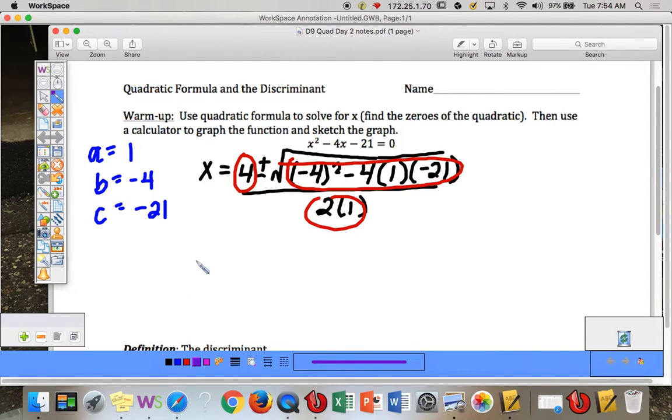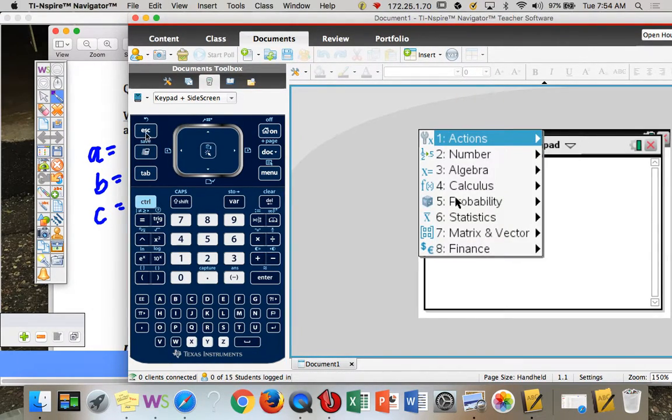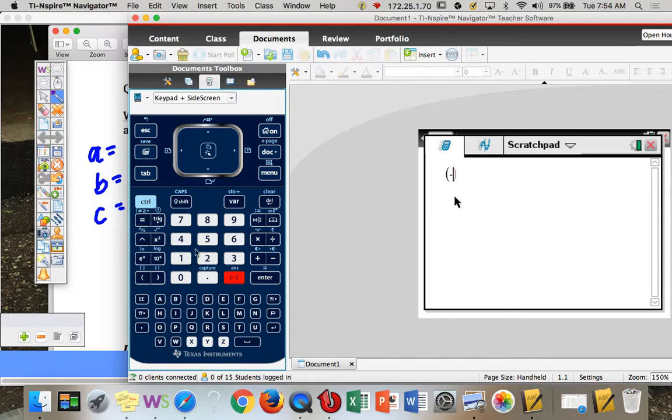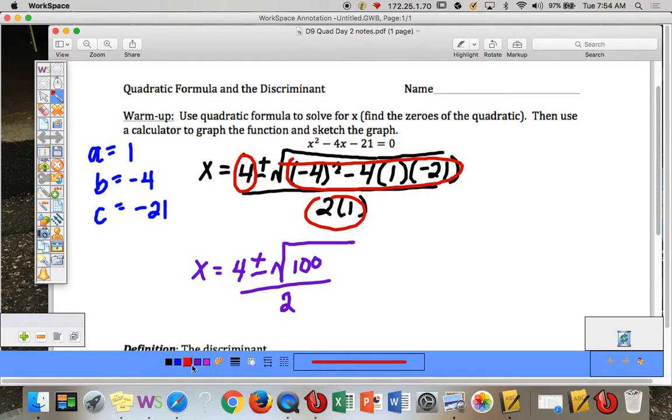So we have x equals 4 plus or minus the square root. And you should be able to type this in with those parentheses and get the number. So here's what it would look like. We'd have -4 squared minus 4 parentheses 1 parentheses -21, and we get 100. So I'd want to see that number here, 100, all over 2 times 1, which is 2. And then we can split it up and solve.